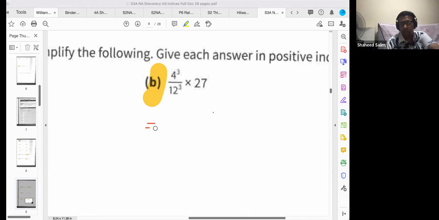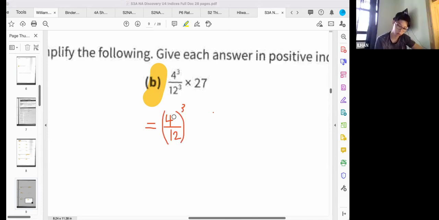Okay, so you just check to see whether we are all in the same mode. Do you do this first, like that, 4 over 12, then you took the 3 outside? Or what do you do? I do like the primary school method, like I put 4 to the power of 3 times 27. After that I simplify.